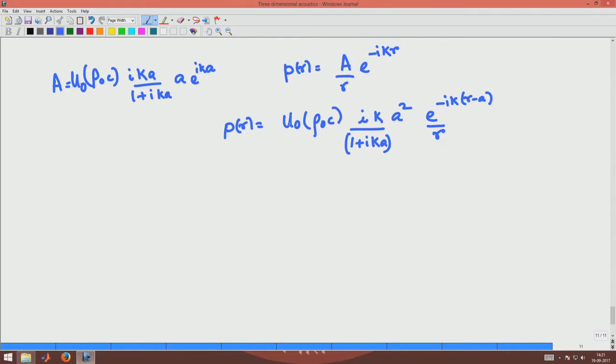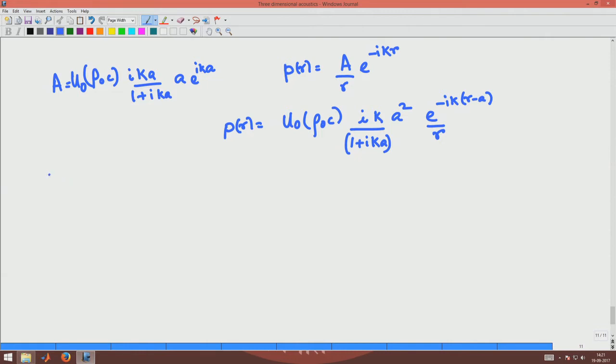The only simplification that we have done at this stage is we have substituted the derived formula for capital A, which is u 0 rho 0 c into i k a divided by 1 plus i k a into a, but that a and a taken together is a square, and there is a division by r, e to the power minus i k r minus a. So, this is the expression for pressure at any radius r.